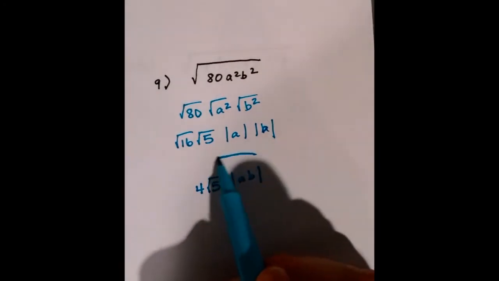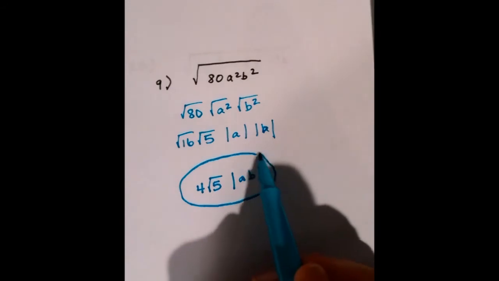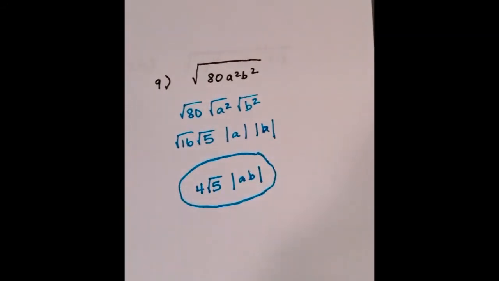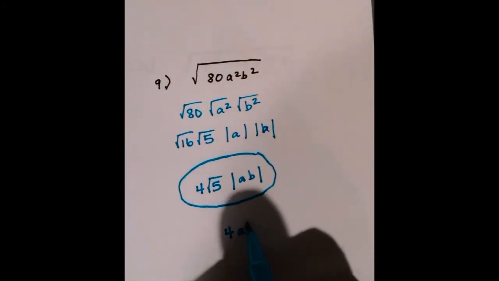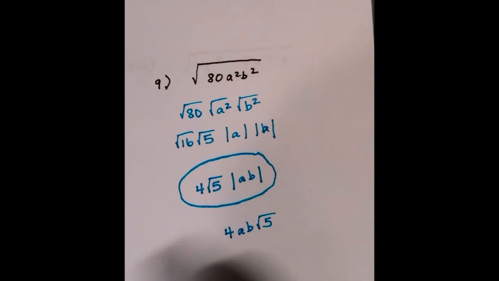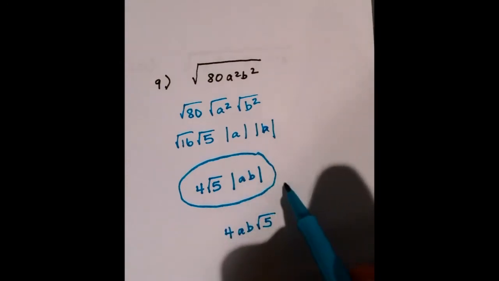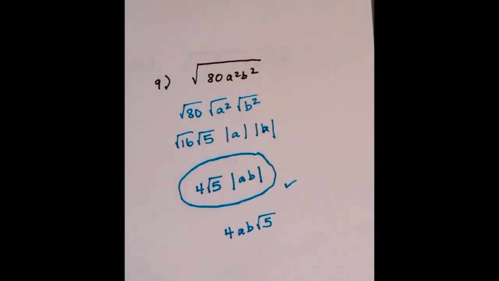This is probably what you should be doing tonight. If you're not doing that, next chapter, it's not going to be the end of the world. You would also see maybe 4 AB root 5. Again, the answer I've circled would be the better answer.